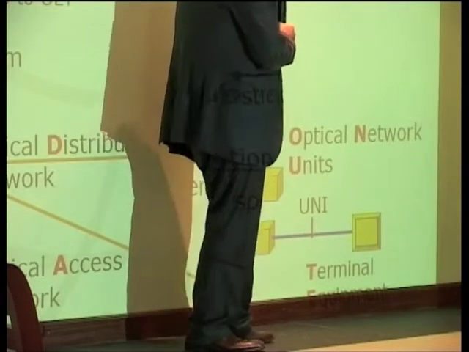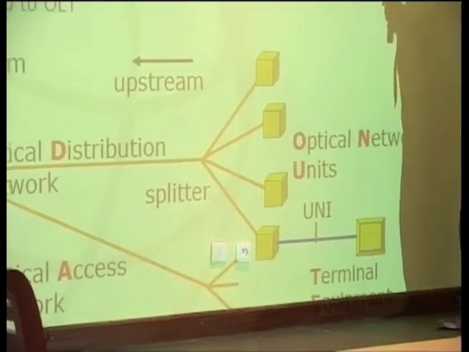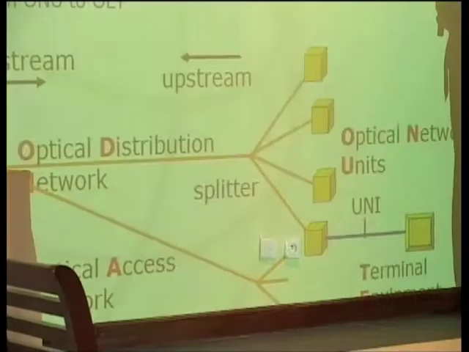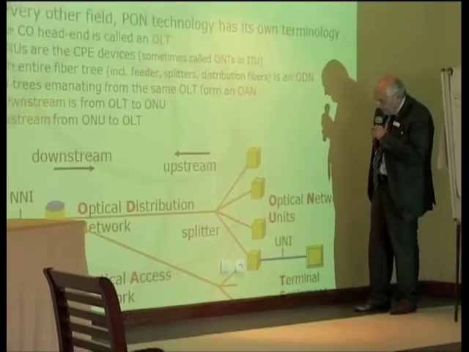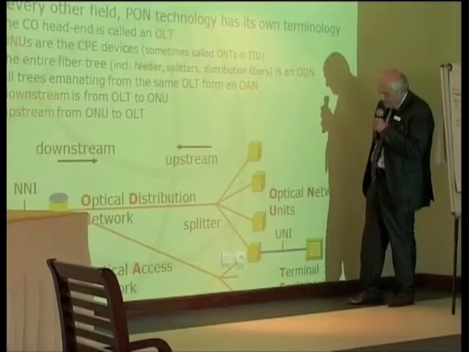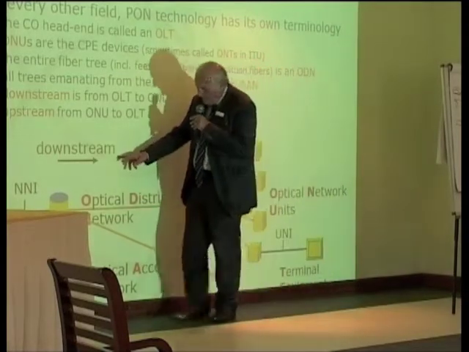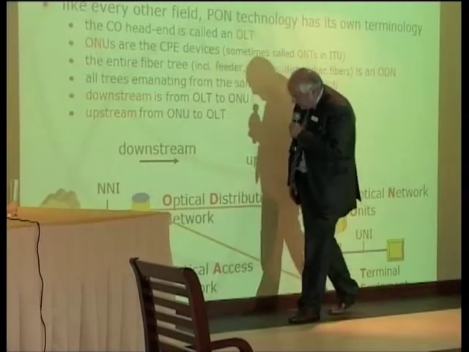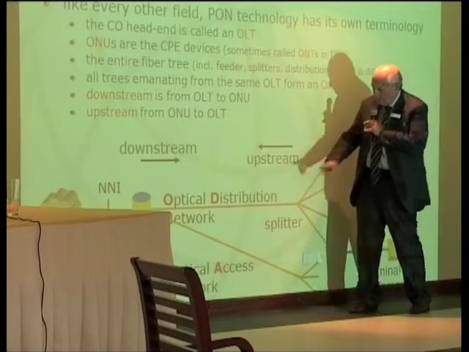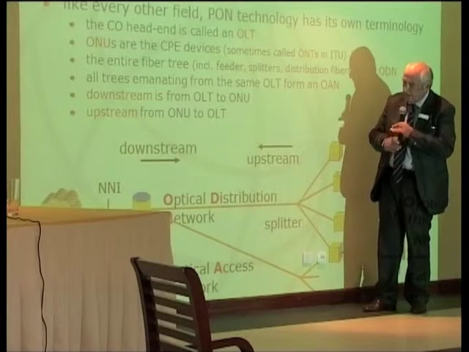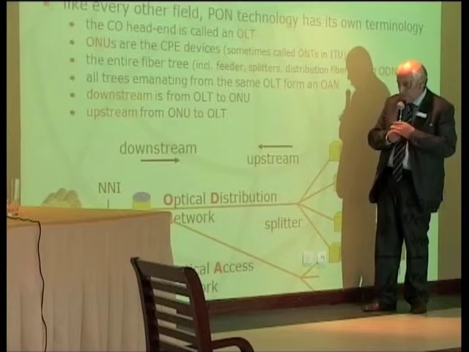The optical network unit is connected by means of a transport medium, which can be, for example, a copper pair, to the terminal equipment in the customer premises. This part of the network, I mean the passive part, including fibers and splitters, is called Optical Distribution Network, ODN. All the network is called Optical Access Network.